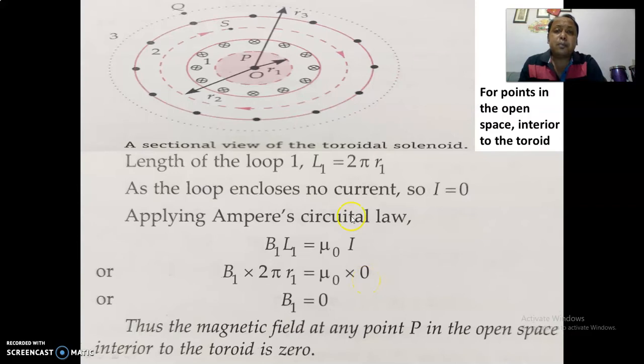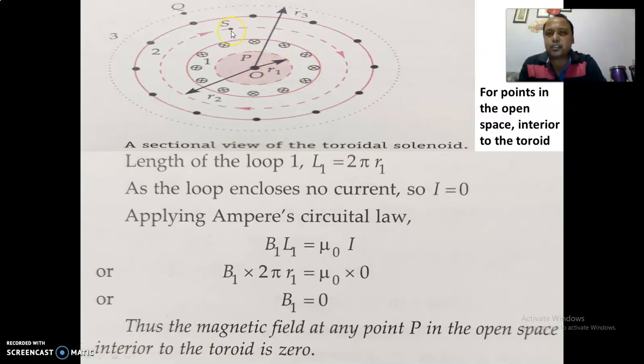The most important part is that for the Amperian loop of radius R1 which we are considering here, no current threads through it. So the current threading is 0. So we write B1 is equal to 0. That is, there is no magnetic field in the open space inside the toroid. I hope this is clear.